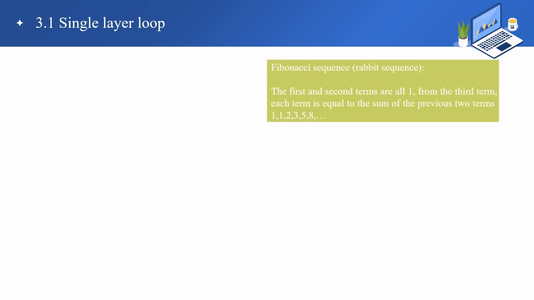Fibonacci sequence is such a sequence that the first and second terms are all 1. From the third term, each term is equal to the sum of the previous 2 terms, that is, 1, 1, 2, 3, 5, 8, etc. This is a famous rabbit sequence. If you are interested, you can search its origin. I won't repeat it here.